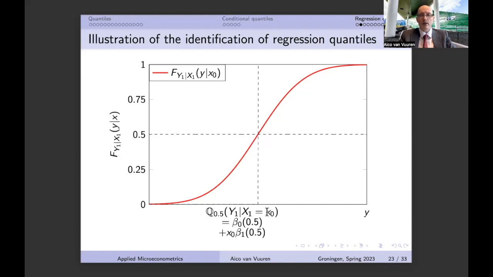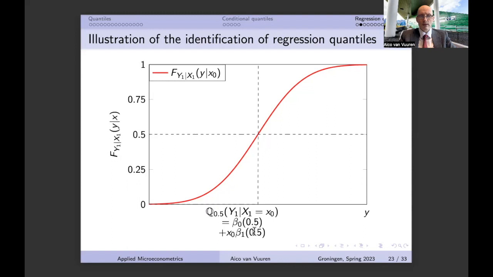But in this particular situation, based on the assumption of regression quantiles that we made in the previous slide, we also know that the median is equal to beta 0 evaluated at a half plus x0 times beta 1 evaluated at a half. That's by the assumption that we made in the previous slide.